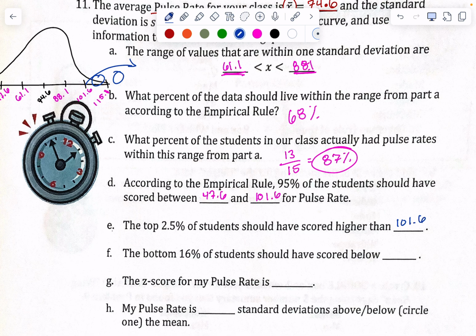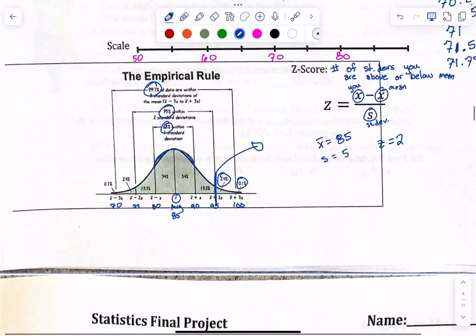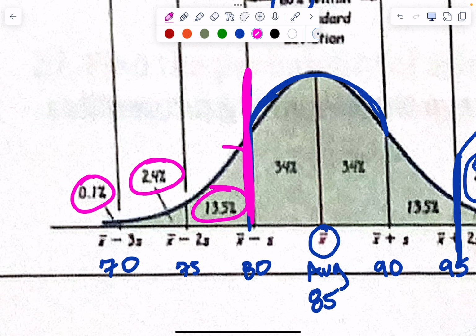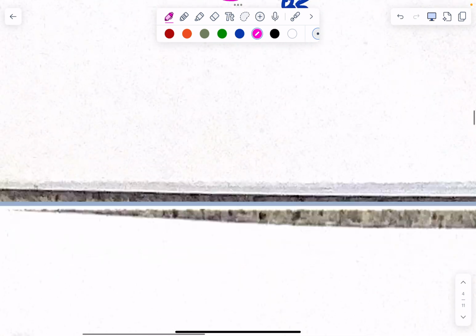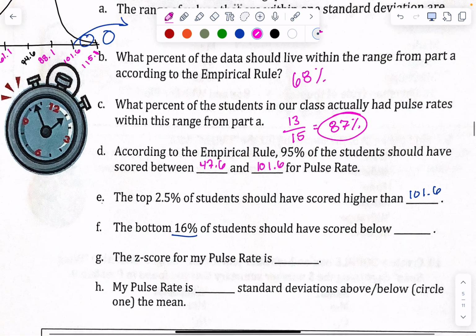Okay, and the bottom 16% should score below a 47.6? No, 61. The bottom 16. Do we have to do math here? Nope, you don't. The bottom 16 is this cutoff, right? 13.5 plus 2.4 plus 0.1, that's 16%. You have to add the percent. And that is what, right here? 61. This is one below, right? That's only one below. So which one is one below? 61.1. Anybody below 61.1 is in the bottom 16%.